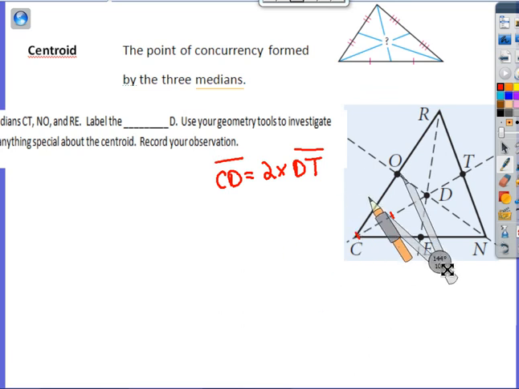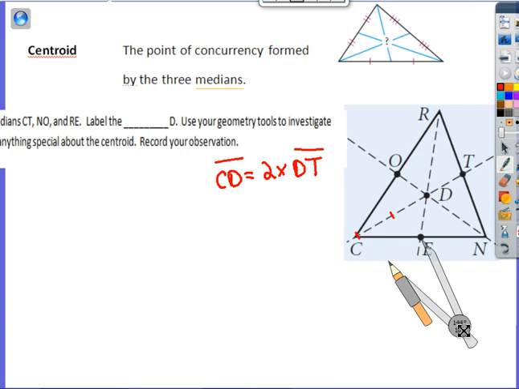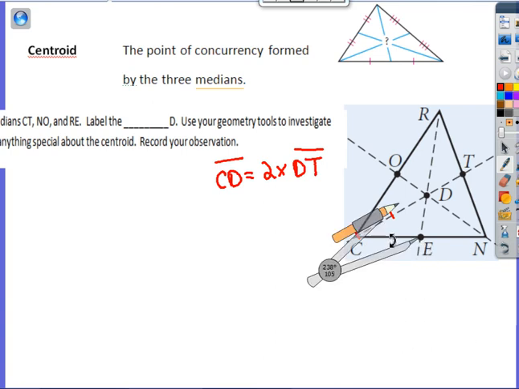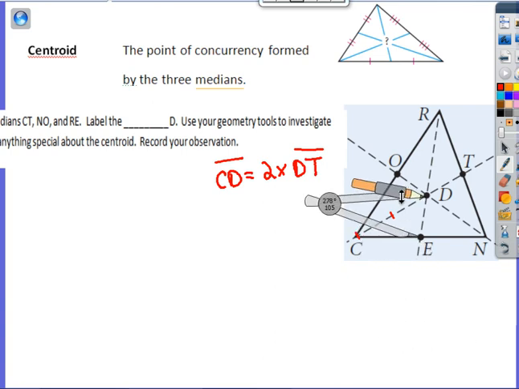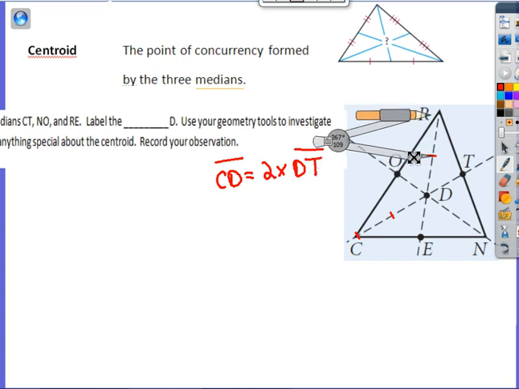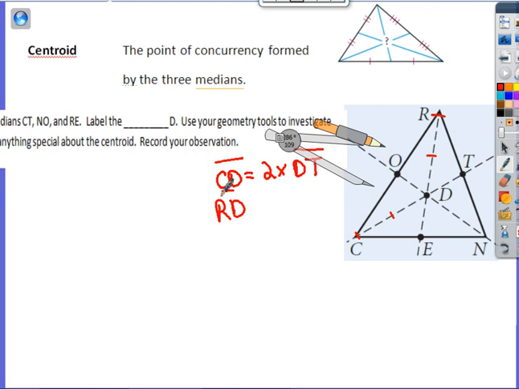And you can use your ruler to measure it if you get your medians and they're accurate. And you measure from ED, and I go to D, and I make a mark. I go to that mark, and I see RD equals 2 times DE. It is 2 times the length of the small side.